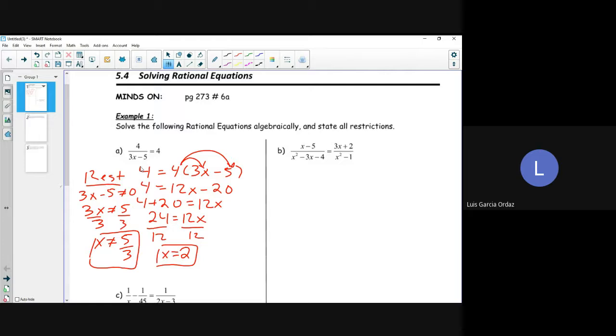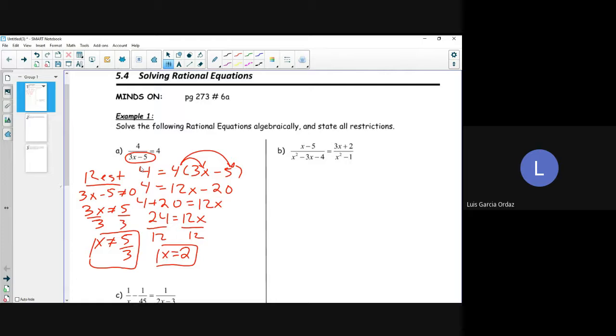Doesn't exist, because it's not defined. If we sub in 5 over 3 for the denominator, it's going to give us 0. And 4 over 0, as we know, gives us an error or undefined answer in our calculator.